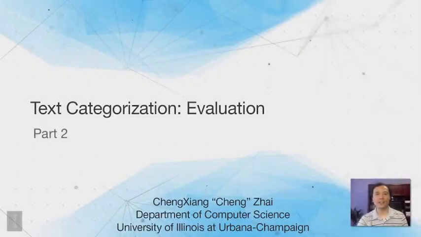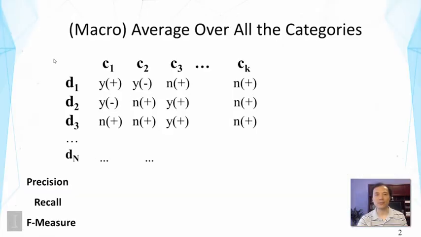This lecture is a continued discussion of evaluation of text categorization. Earlier, we have introduced measures that can be used to compute precision and recall for each category and each document. Now, in this lecture, we're going to further examine how to combine the performance on these different categories or different documents. How do we aggregate them? How do we take average?